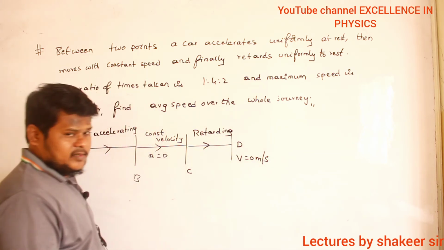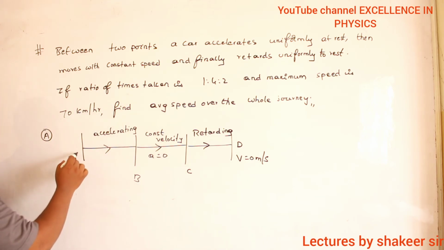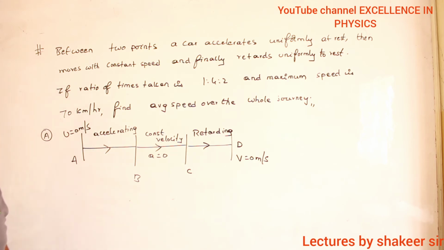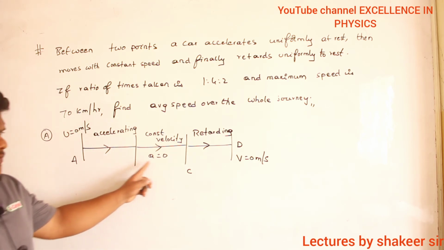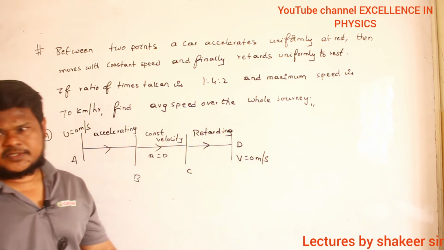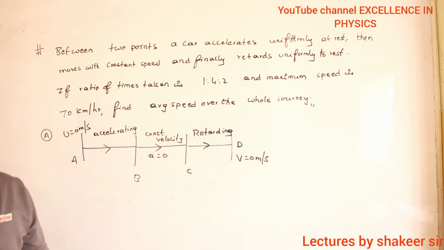Final velocity is 0 meter per second. And what is the initial velocity? Initial velocity is also 0 meter per second. Are you able to understand? So first it is accelerating, then traveling with a constant velocity, and then its velocity is reducing, finally going into rest position. These are the three conditions which are given now.